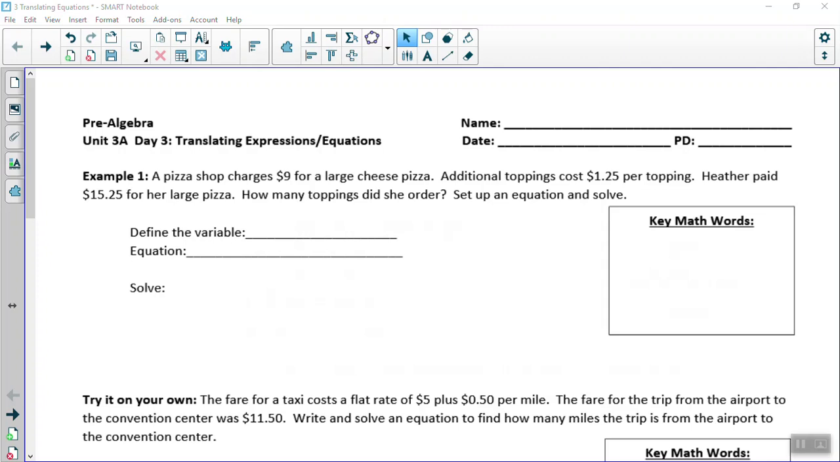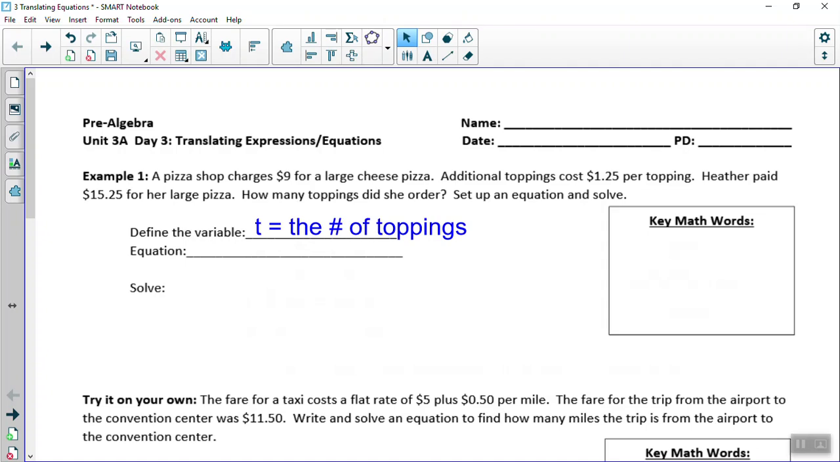All right, to define our variable, let's go back to the question. How many toppings did she order? Right there's our unknown. So let's pick a variable. I'm going to pick t to represent the number of toppings. And again, it can be any variable, it doesn't matter. There's no right or wrong answer here. A lot of times people will pick a letter that starts the word that we need to find. So t for the number of toppings.